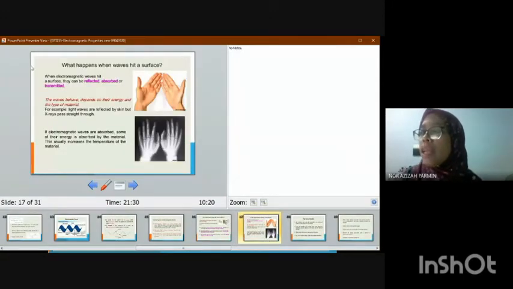Okay. So bila electromagnetic waves tadi tu hit a surface, either it can be reflected, absorbed or transmitted. So we have different. Basically, untuk reflect dengan transmitted, usually we are using something yang dia boleh pantul balik macam silicon substrate. Okay, kalau absorb ataupun dia lalu, biasanya kita gunakan macam glass. Okay, so the wave behaves depending on their energy and the types of material. So for example, light waves are reflected by skin, but X-ray pass straight through.